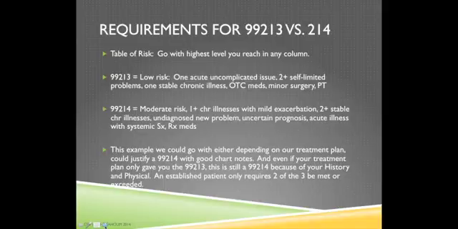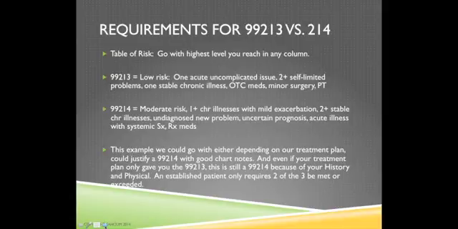So where we do fall into these more complex visits is with like a 99213. Some examples of what low risk means in their world is one acute uncomplicated issue, i.e. this URI that we're using in our example. 2 or more self-limited problems, 1 stable chronic illness, whether or not you do over-the-counter meds, minor surgery, or you refer them out for PT. Those are examples of what are low risk in the conventional realm.